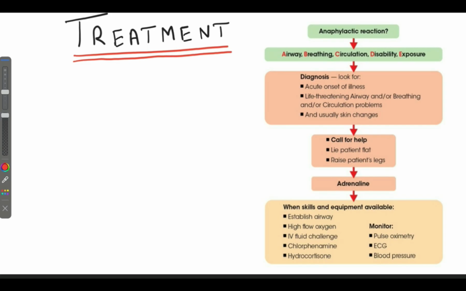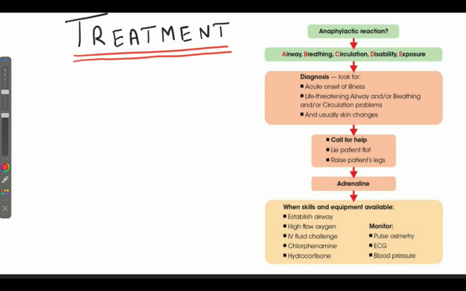There are two things which allow us to save lives in the ER. The first one is rapid diagnosis, and the second one is rapid treatment. So we have learned how to diagnose an anaphylactic reaction. We have learned about the signs and the symptoms, but we must also know how to treat it rapidly.